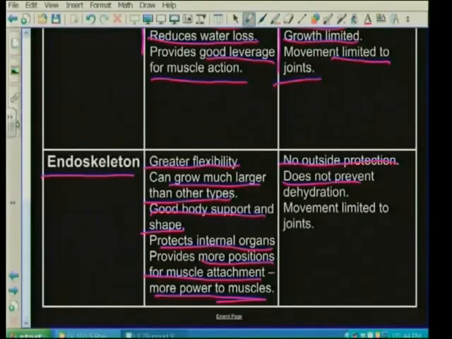Secondly, it does not prevent dehydration. Because the skeleton is on the inside, it can't prevent dehydration. And here too, movement is limited to joints. We too have different joints in our body, and without these joints in our body, we too would have been rigid and we wouldn't be able to move. Imagine our body without any joints. You would have just been a frozen stuff like a corpse, and you would have to move that way. Your whole body would move together. Very difficult to move that way, right? And we're going to see how different bones are situated in our body so that we do not have this type of problem.